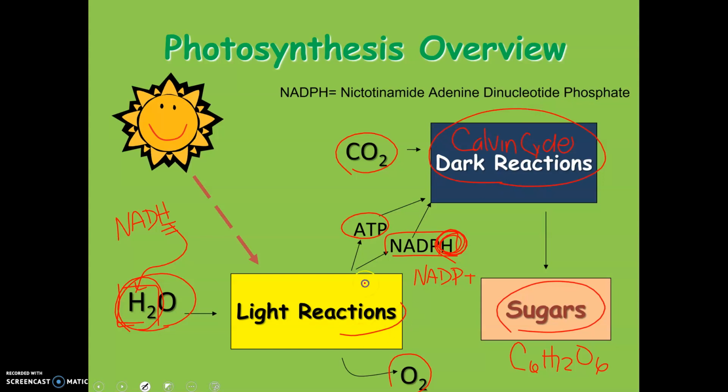So the light reactions capture the sun's energy, make ATP, and they're going to make this coenzyme NADPH from the hydrogen of water. And then the Calvin cycle is going to take CO2 and turn it into glucose. Now, again, that's not a balanced equation, but ultimately that's what's going to happen.